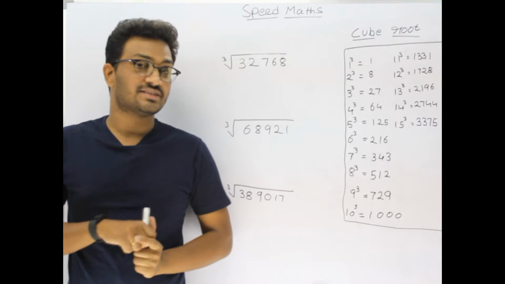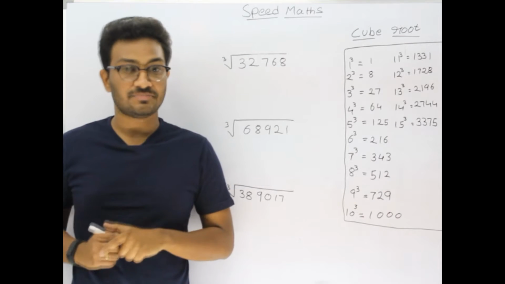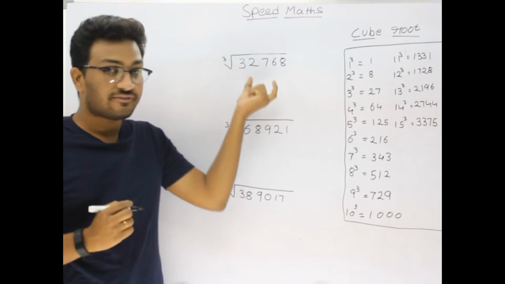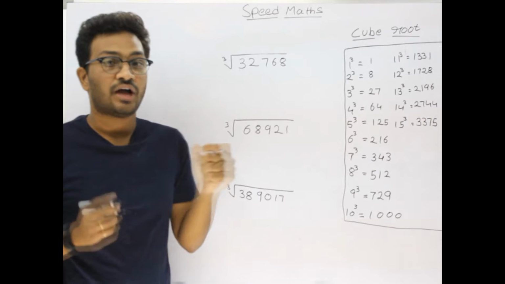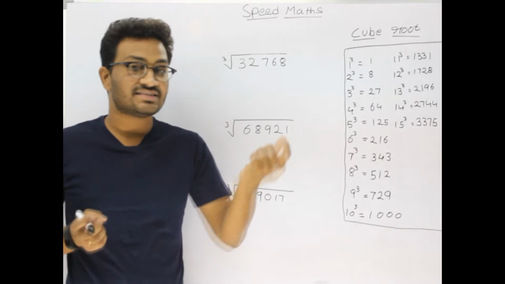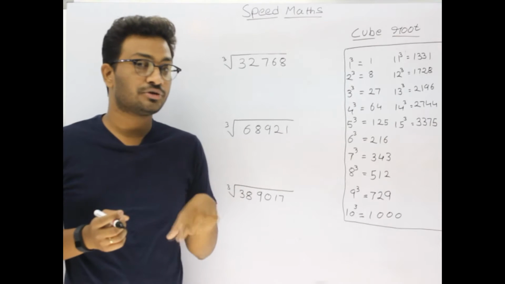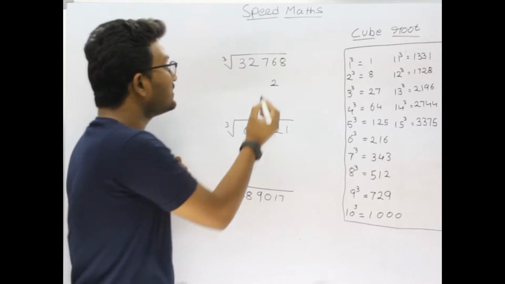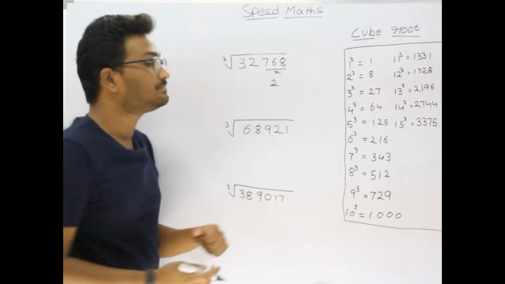Now let us see some more examples to understand this method even better. Here in this first example, this is a perfect cube and it ends in 8, and we all know that if a cube ends in 8, then its cube root will end in 2. So write 2 first and then leave the last 3 digits.